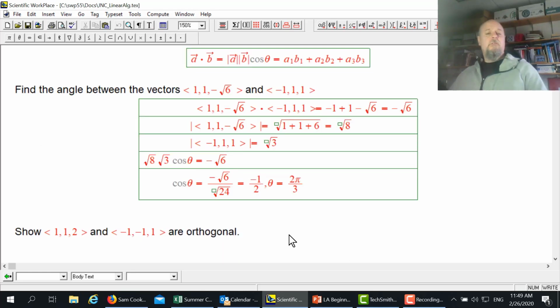A more common thing to do then is a question like, show that these two vectors are orthogonal. Orthogonal means perpendicular. Orthogonal means they intersect at a right angle. It's 90 degrees between the vectors. So basically I need to show that the dot product is 0. That'll show me that the vectors are orthogonal.